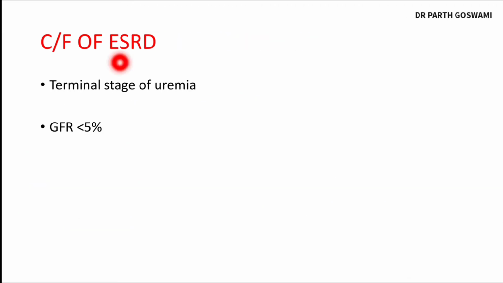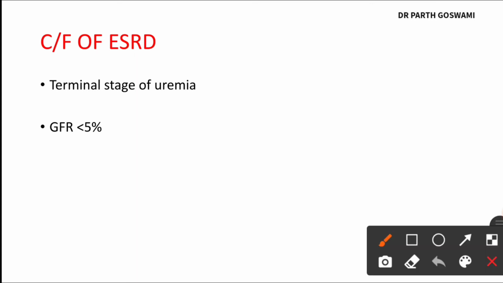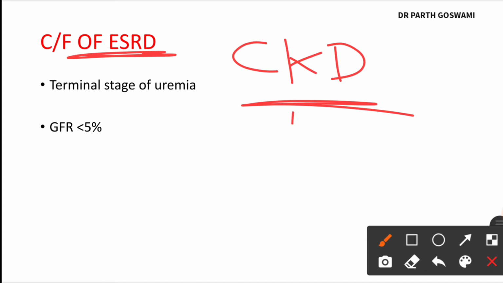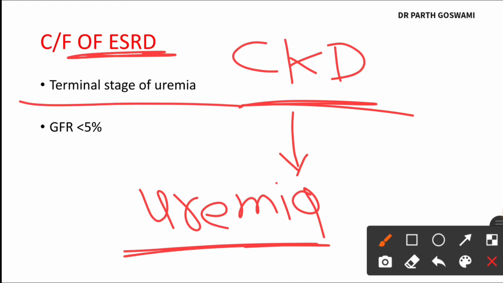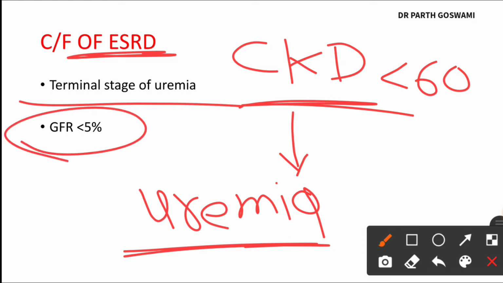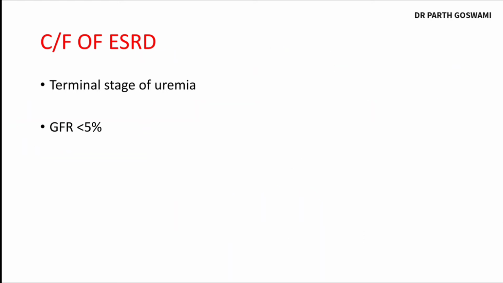And now the clinical features of end stage renal disease. It is exactly similar to that of chronic kidney disease, right? All the manifestations usually are due to uremia. In chronic kidney disease, there will be an increase in the waste product, and they will lead to different systemic manifestations, which we will see later on in the slide. So here it is a terminal stage of uremia, but the main difference is that in CKD the GFR is usually less than 60, but in end stage renal disease the GFR is less than 5%.